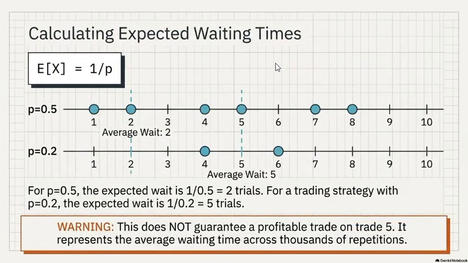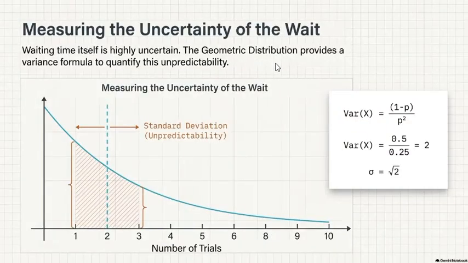Let's understand the expected waiting time, which is 1 upon P. If the probability is 0.2, our expected wait time is 1 over 0.2, which is 5. It's very simple, but that doesn't guarantee that we will win a profitable trade on the fifth. It's just a representation, not a guarantee. This is the graph of the geometric distribution, which is kind of similar to exponential decay. The variance is (1 minus P) upon P squared, so we can measure the uncertainty of our wait.